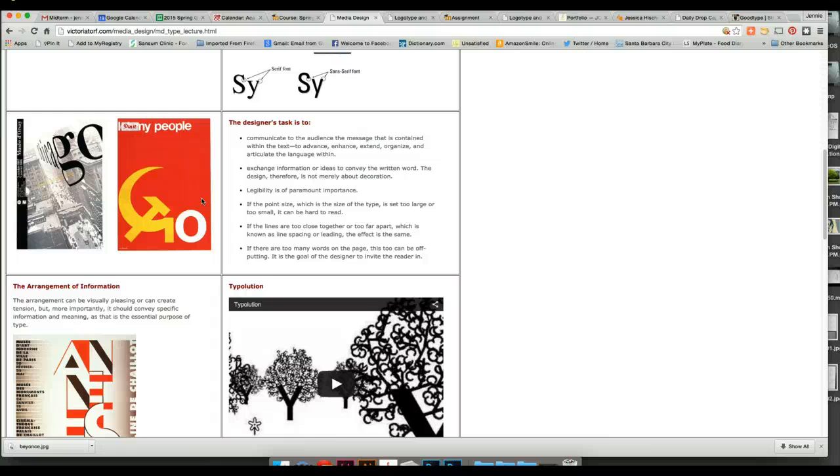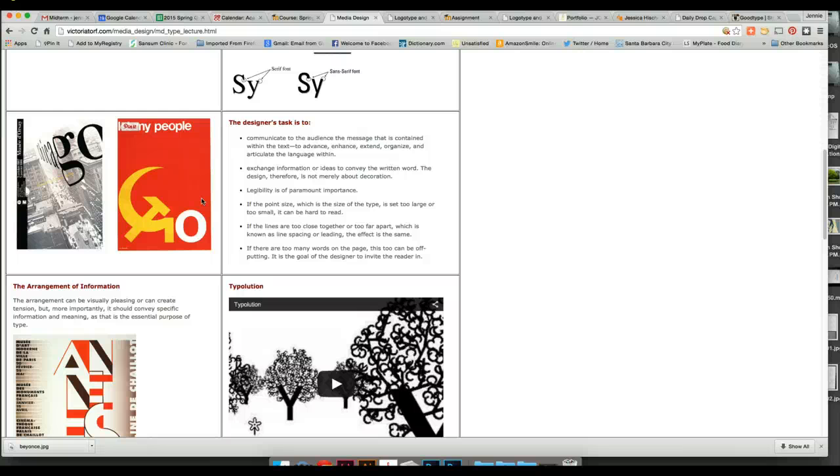Your job for whatever you're designing is to communicate to the audience the message that is contained within the text, okay? So if you are doing a layout for a story, you want to make sure that whatever you're doing is elevating and continuing that message through and through. So you want to advance, enhance, extend, organize, and articulate the language of the story. That is your job as a designer. You don't just slap it down and say, okay, that's it.